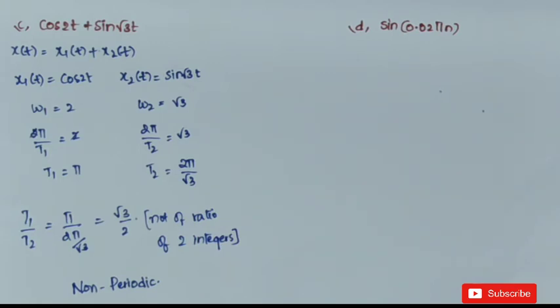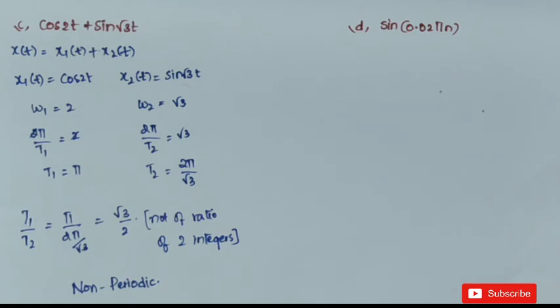In the same way, calculate T2. Now we need to find the ratio of the two fundamental periods of the two signals. If the ratio is a ratio of two integers, then the signal is periodic. Otherwise, it is non-periodic. In the above question, we get the answer root 3 by 2. It is not the ratio of two integers, so it is non-periodic. Let us see the next problem.